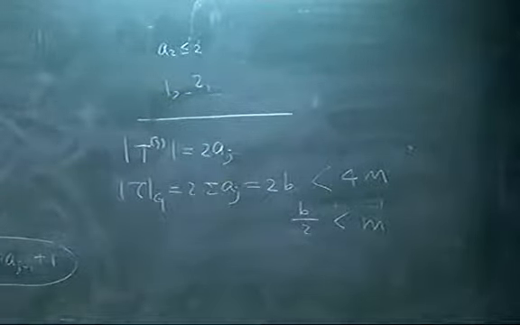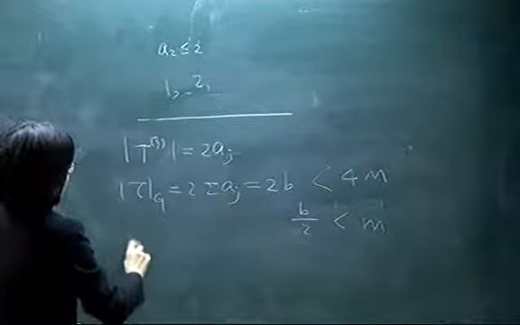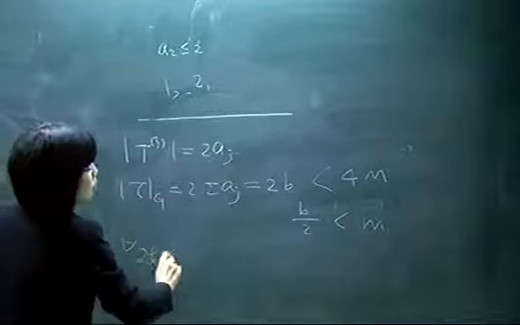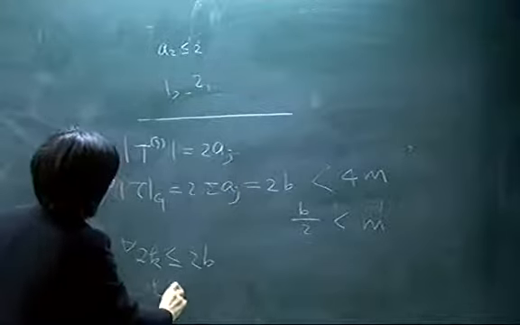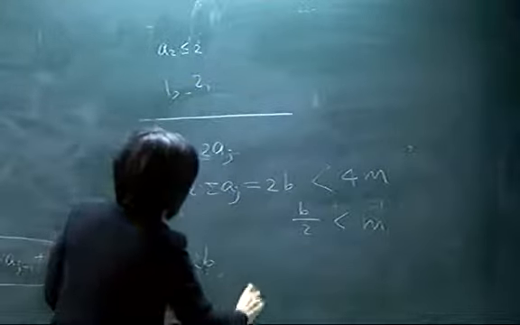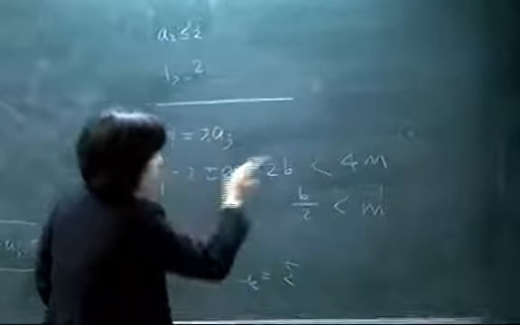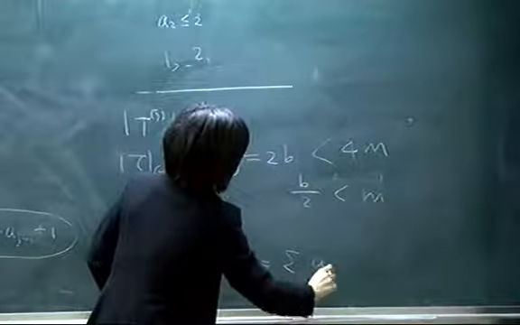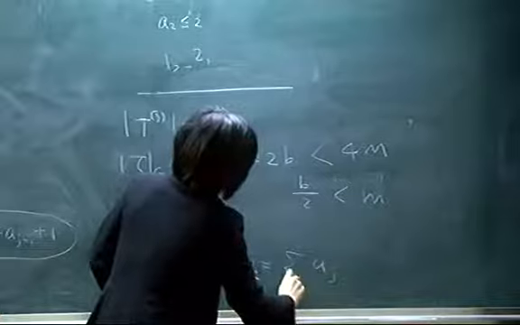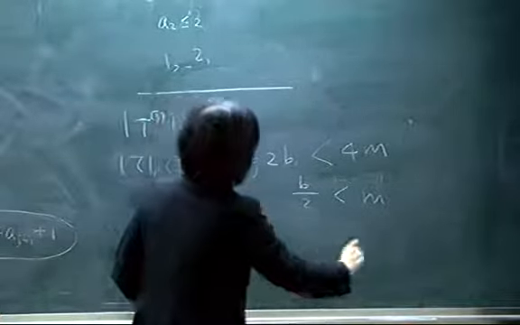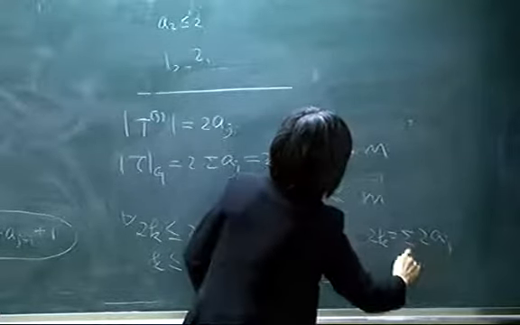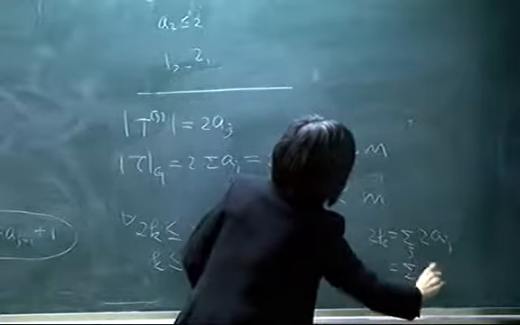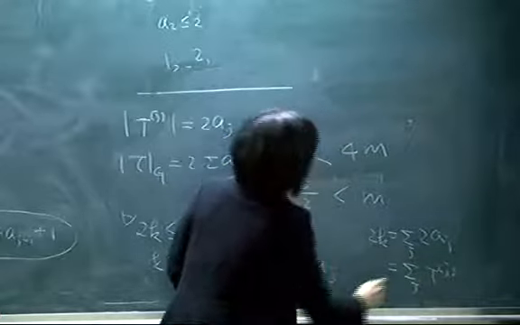So then any even number which is at most 2B, any 2K which is at most 2B, that means K is at most B. Then K is, by the general theorem, some AJ. So then 2K is 2AJ. So it's the summation of this.